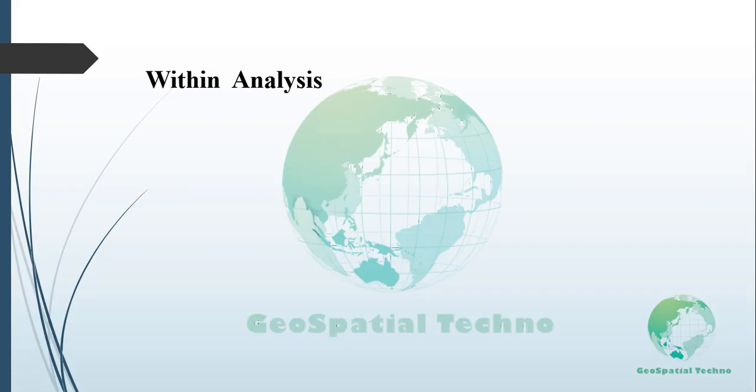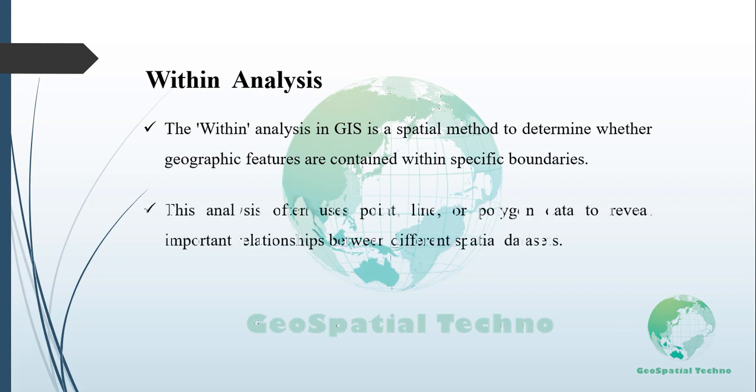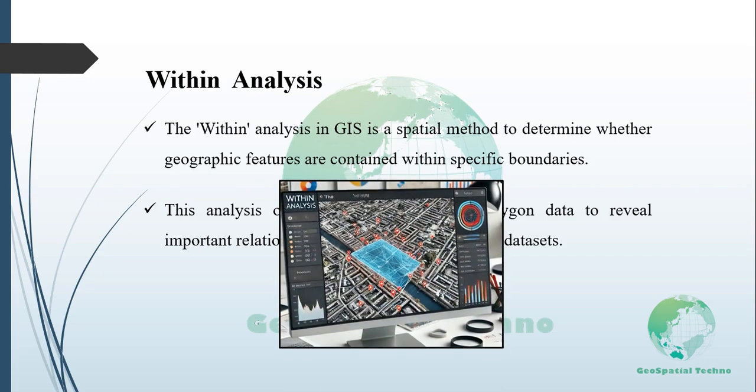Within analysis. The within analysis in geospatial information systems or GIS is a special technique used to determine whether geographic features are contained within specific boundaries. This analysis often uses point, line, or polygon data to reveal important relationships between different spatial datasets. For example, employing a within analysis can assess whether hazardous waste sites are situated within designated environmental protection zones.